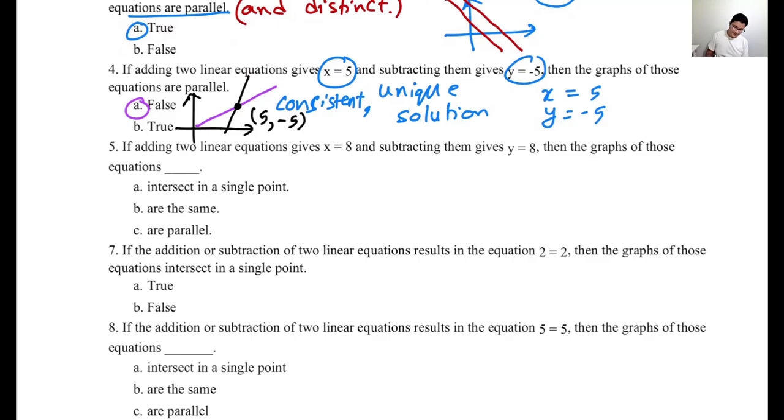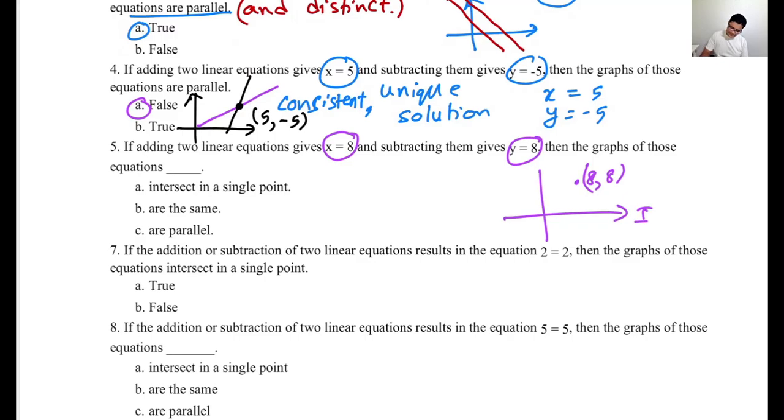The next question gives you the correct way of expressing it. Suppose you add and subtract and you get x equals 8 and y equals 8. So that's one point, that would be in the first quadrant. So the lines must be intersecting over there. And that means the equations intersect in a single point. That is the correct option, A.